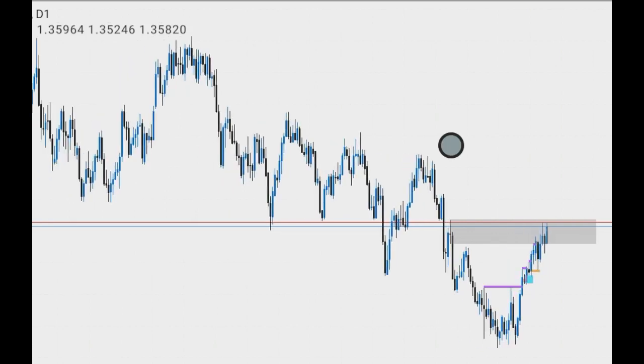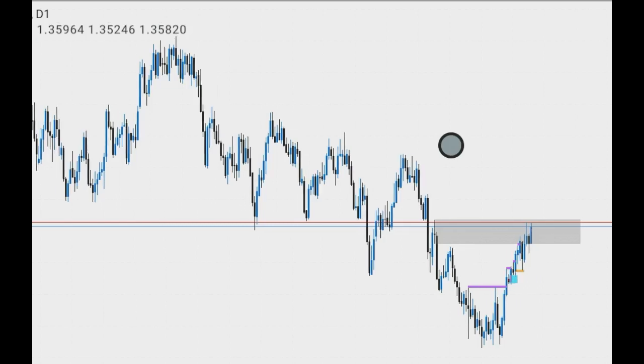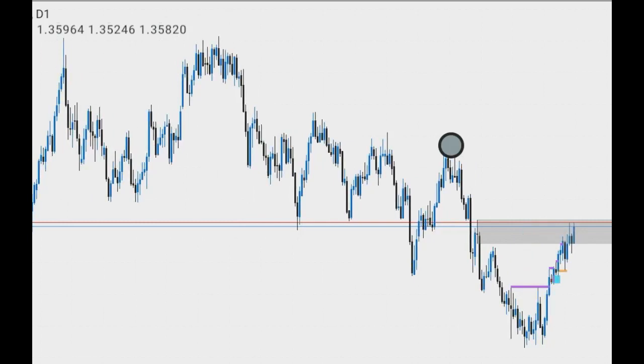Whether you are an intraday trader, a swing trader, or whatever trading style you have adopted for yourself, you still need to know where the market is going from the higher time frame. The higher time frame trumps every other time frame below it. So I like to start from the weekly sometimes, but mostly from the daily time frame.